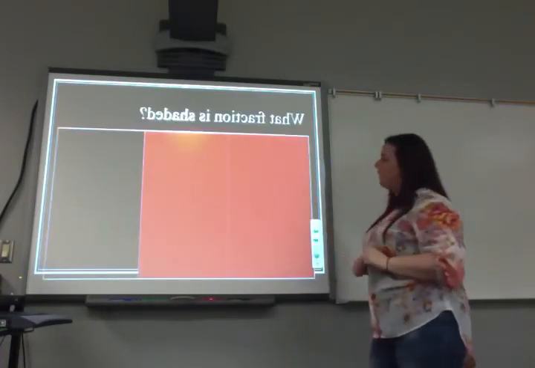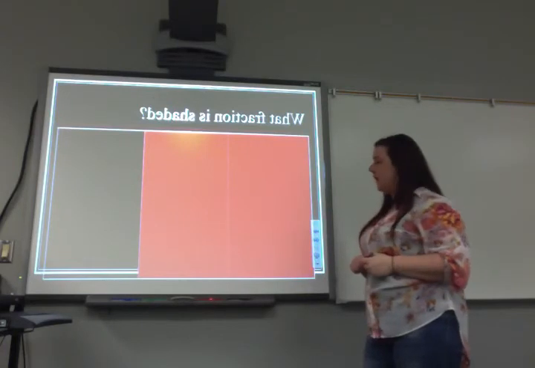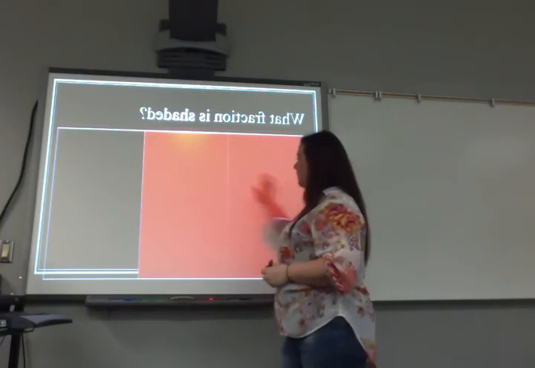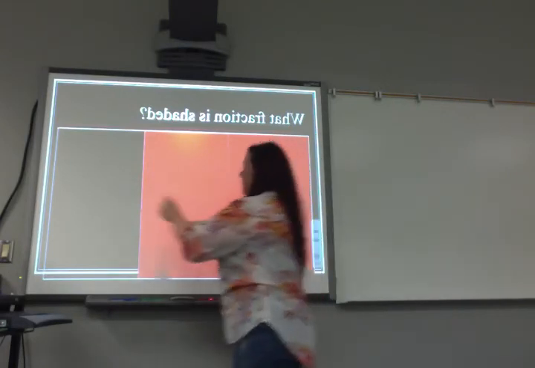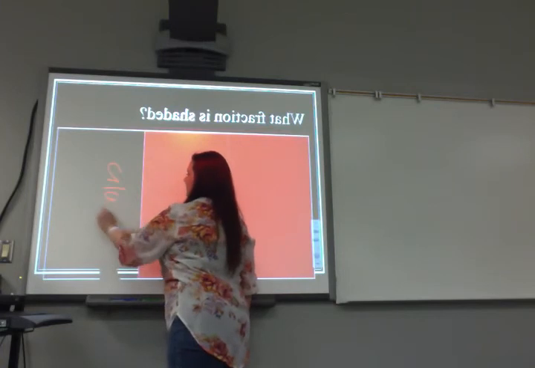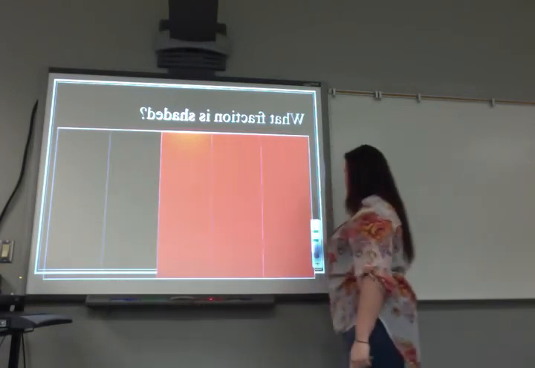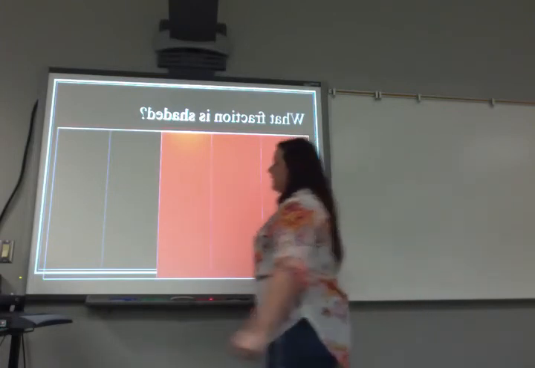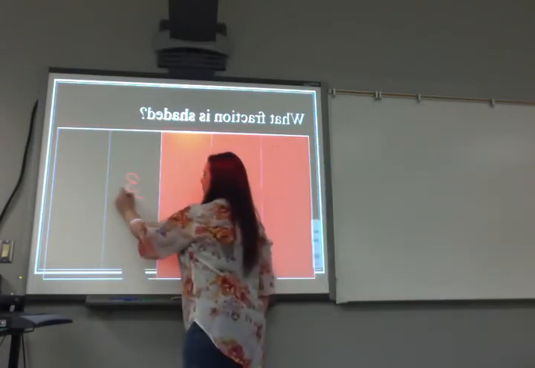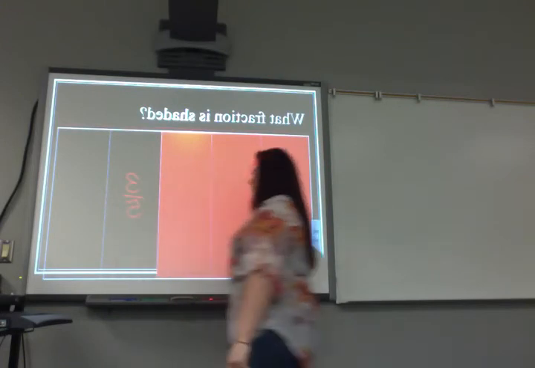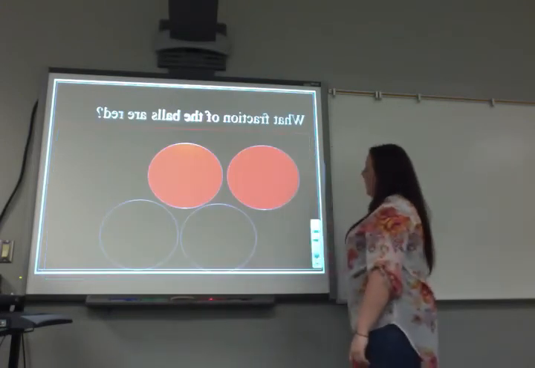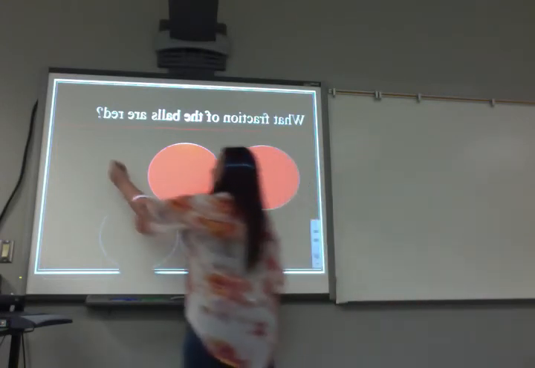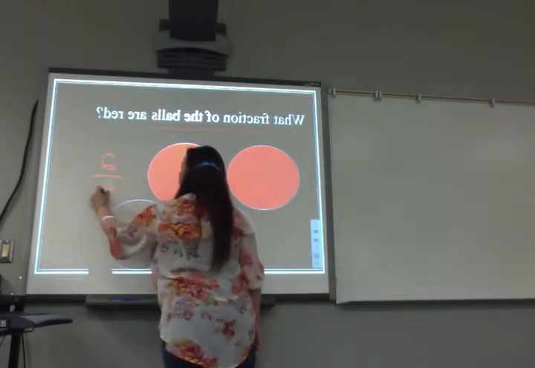Okay, so then we're going to go back to some shapes here. What fraction is shaded? Here it's kind of hard to tell, but we have 3 parts. 1, 2, 3. So 2/3 is shaded here. And then on this one, we have 5 total parts, and then 3 is shaded. So the 3 is going to go on top, our numerator, and then the 5 is the bottom, our denominator. And then what fraction of the balls are red? 4 total, 2 are shaded. 2 is the numerator, 4 is the denominator, 2/4.